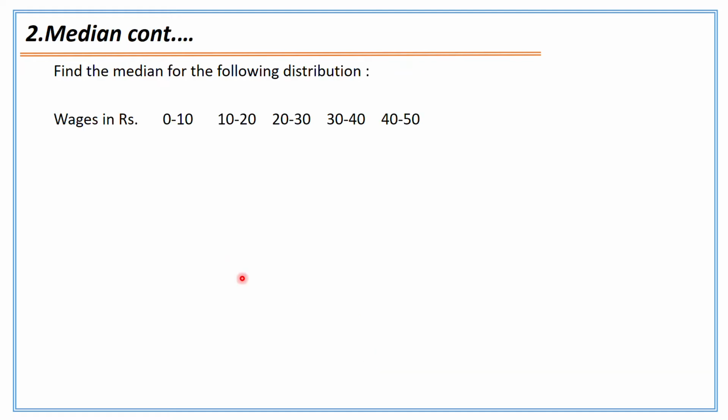Let's say there is one example. In this we have to find the median for the following distribution. Here wages in rupees are given as 0 to 10, 10 to 20, 20 to 30, 30 to 40, 40 to 50 and so on, and the number of workers are 22, 38, 46, 35 and 20. So 22 workers are getting wages in the range of 0 to 10 rupees, 38 are getting wages in the range of 10 to 20. Now we have to calculate the median for the same.